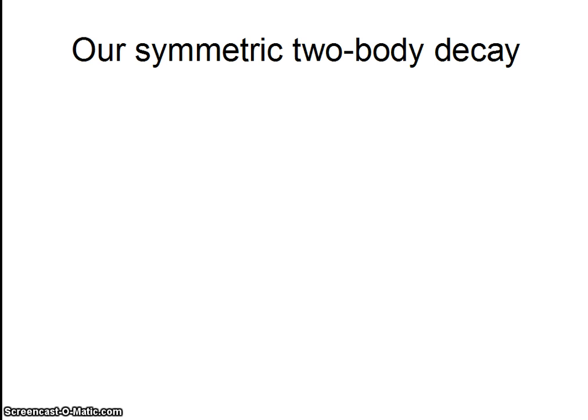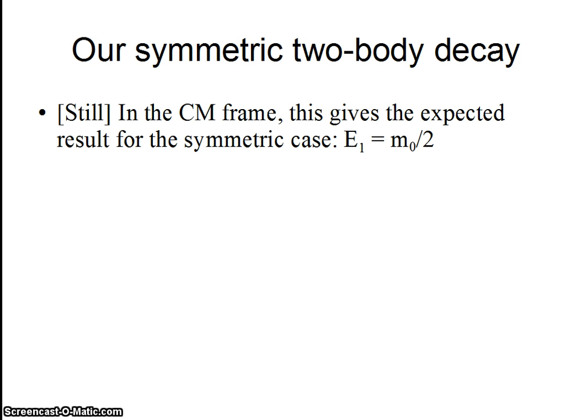Okay, so in our symmetric case, I'm still in the center of mass frame, and the total energy for either of the particles is half of the energy I started with, which is the initial mass times c squared, but c is 1. Okay, not a surprise. You could have said that right away without any of the algebra I already did.